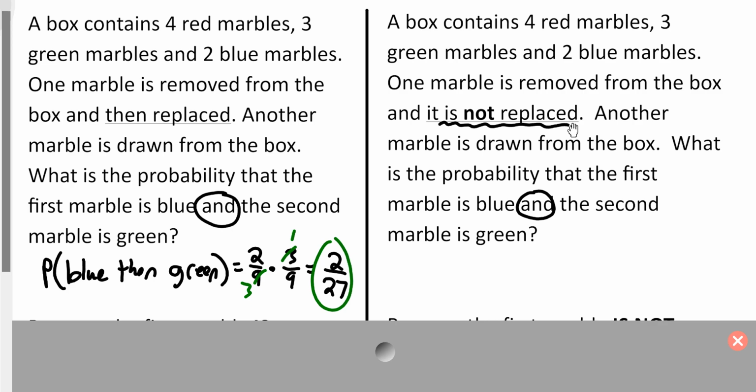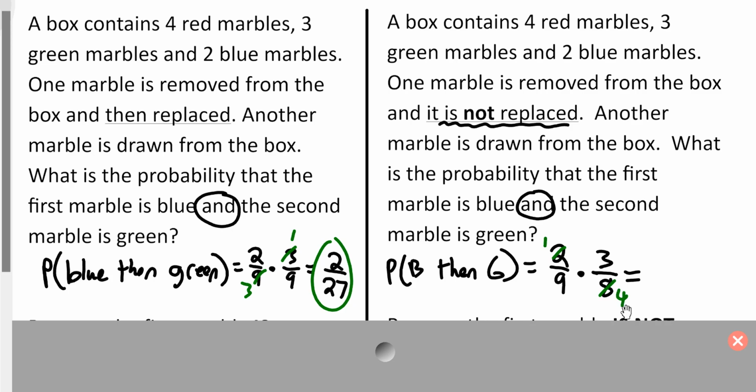So we're going to do the probability of a blue again, and then a green, would be 2/9 times, now what's the probability of getting the green? We took one out. There's only 8 left. It is still 3 greens, but it's only out of 8 now. So that is what changes, and it changes the whole probability. So now ultimately I'm going to reduce here to 1 and 4, which gives me 3.